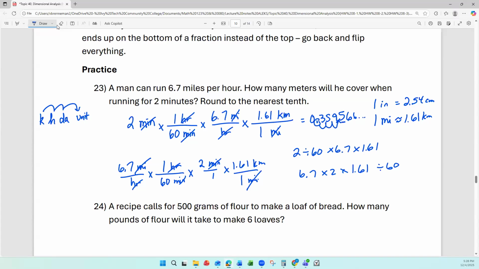And then I'm rounding to the nearest tenth of a meter. So that's the 5 going up to a 6. So it will be 359.6 meters.